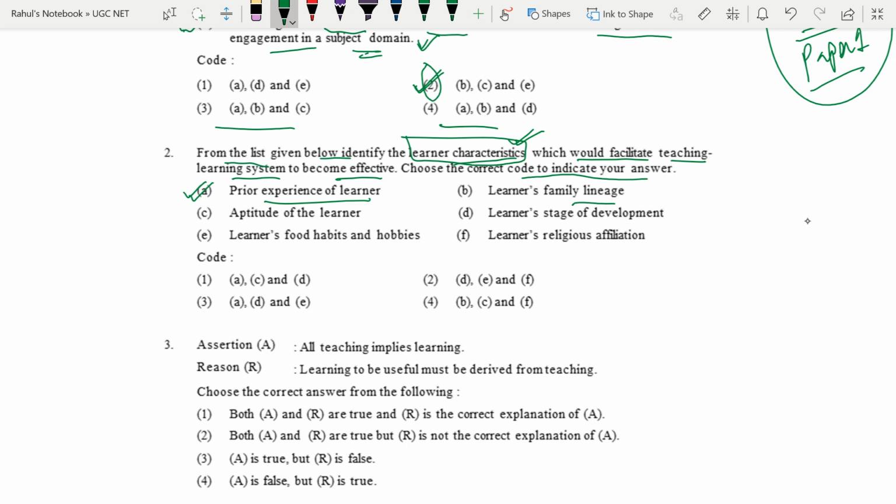Learner's family lineage: it is not necessary, because background or family lineage doesn't characterize any kind of learner's trait. Option C: aptitude of the learner is important. Option D: learner's stage of development. It is also important, depending on whether it is adulthood or childhood, because children grasp better and can learn easily in childhood. So it is important. Learner's food habit doesn't matter. Learner's religious affiliation, no effect. So only A, C and D, that is option 1, is the correct answer. Okay.